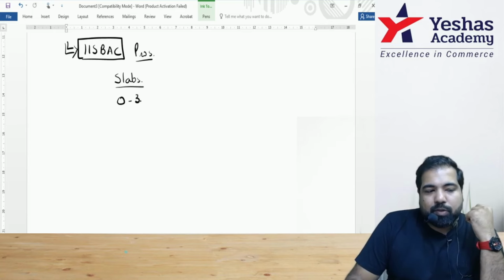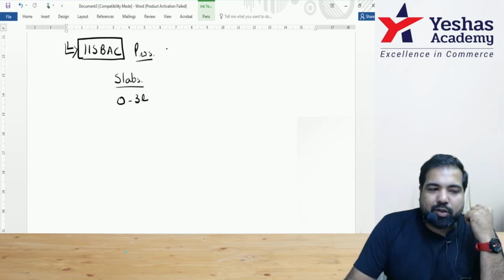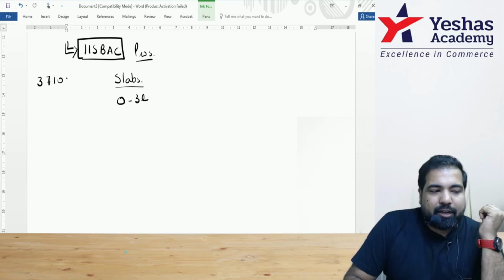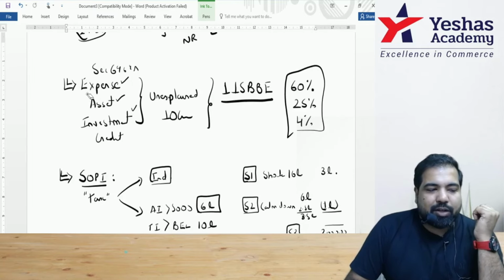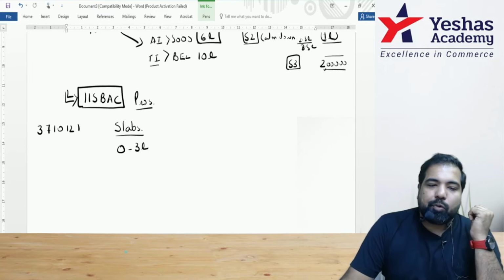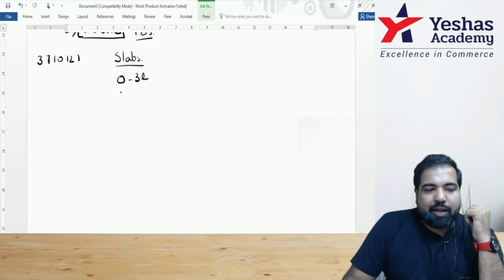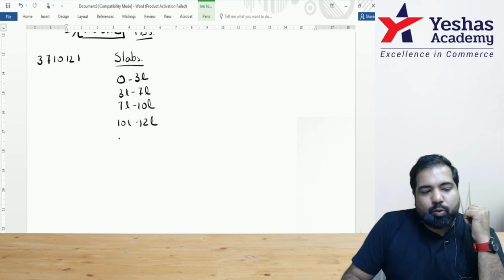So now the slabs here, watch this video for these updated slabs, guys. It is 0 to 3 lakhs. I'll tell you the shortcut first for the slabs, guys. The shortcut is 3, 7. 3 plus 7, 10, then 12 and 15. What this shortcut means is here, guys: 0 to 3 lakh, 3 lakh to 7 lakh, then 7 lakh to 10 lakh, then 10 lakh to 12 lakh, then 12 lakh to 15 lakh, and then more than 15 lakh.